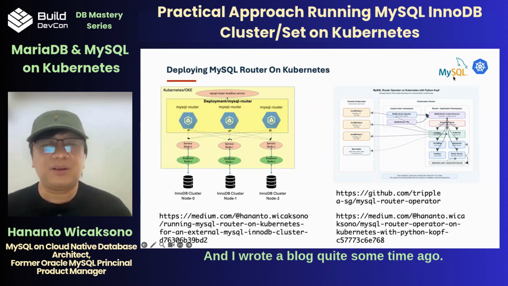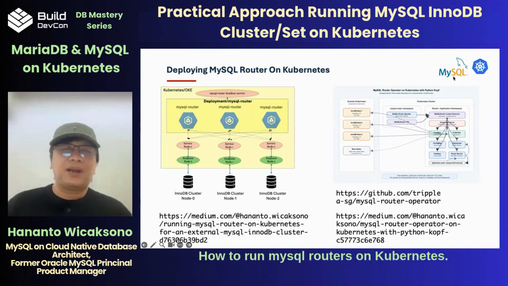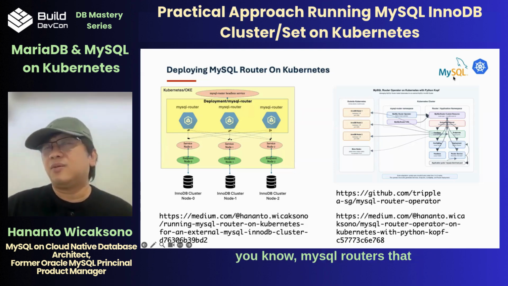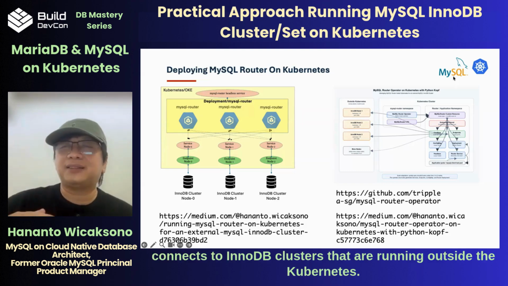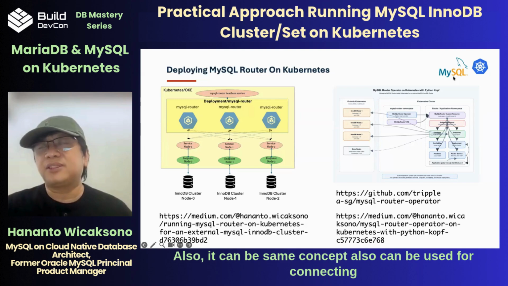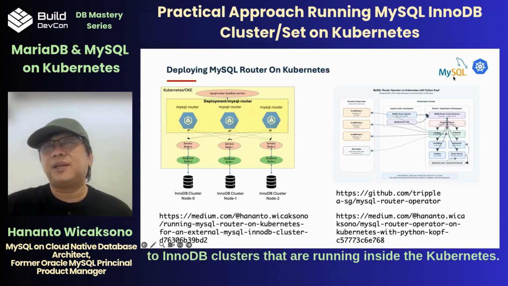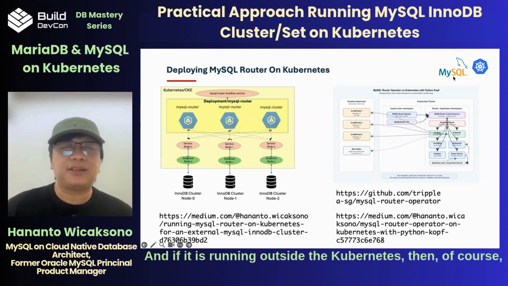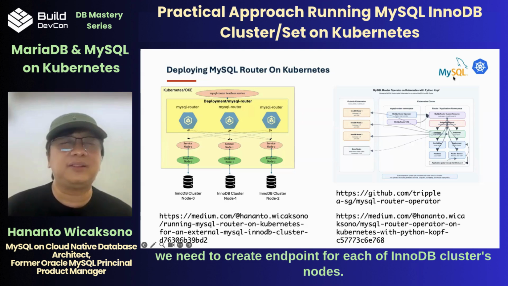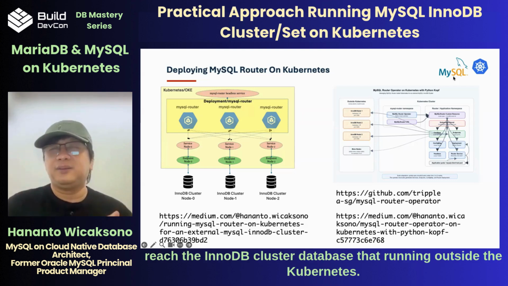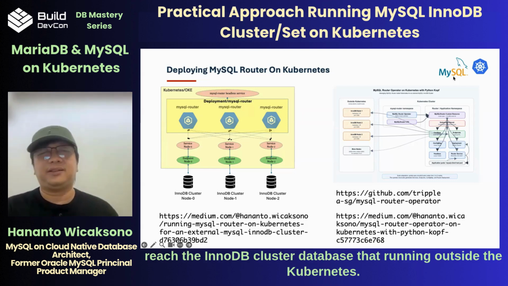I wrote a blog quite some time ago on how to run MySQL Router on Kubernetes manually. It is suitable for MySQL Router that connects to an InnoDB cluster running outside Kubernetes. The same concept can also be used for connecting to an InnoDB cluster running inside Kubernetes. If it is running outside Kubernetes, then of course we need to create an endpoint for each of the InnoDB cluster's nodes, so that the MySQL Router traffic can reach the InnoDB cluster database running outside Kubernetes.